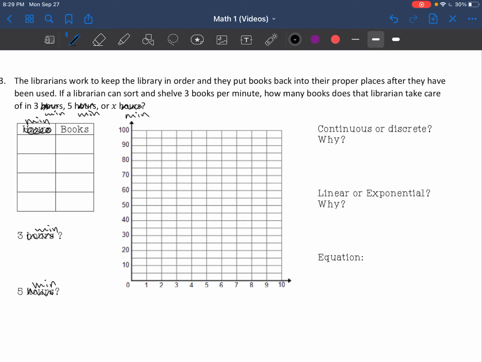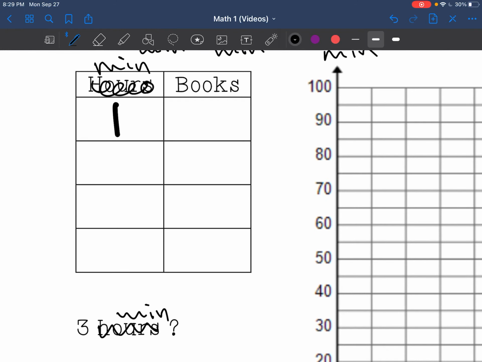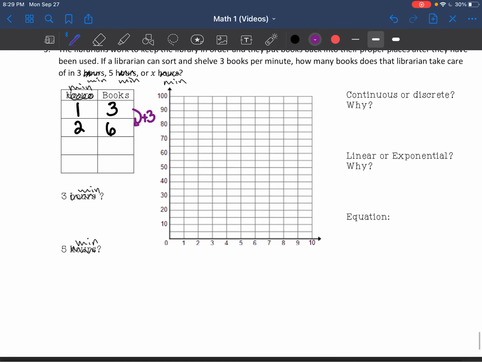So, every minute they have 3 books. So, at 2 minutes, that means they're going to have 6 books, which means we are adding by 3 down our table. Again, go forth and finish the rest of this. See if you get the same thing as me. Again, remember, pause the video, see if you get the same thing.